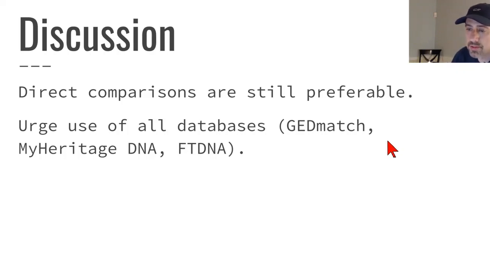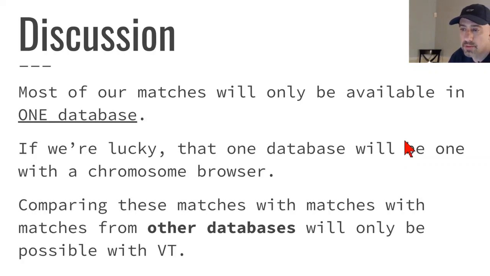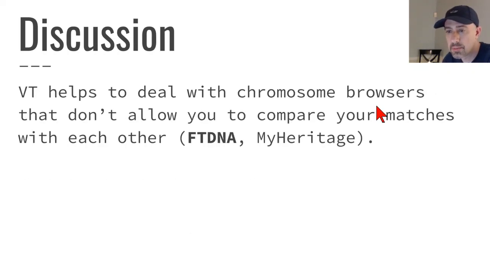We want to make direct comparisons as much as we can, but we do have to confront the fact that many, if not most, of our matches are only going to show up in one database, and if we're lucky, that one database will have a chromosome browser, and we're going to have to find a way to compare matches in one database with matches in another database, with a good number of matches who are never going to cross over that barrier to show up in multiple databases. So visual triangulation is the answer to, or at least one very useful solution to, that persistent problem.